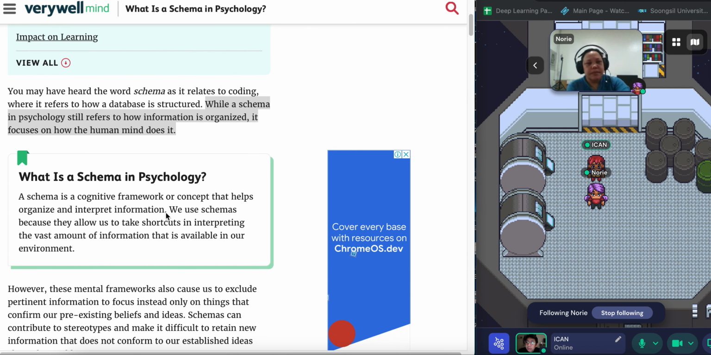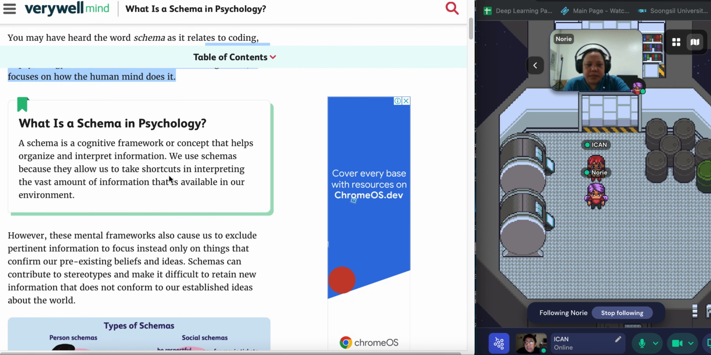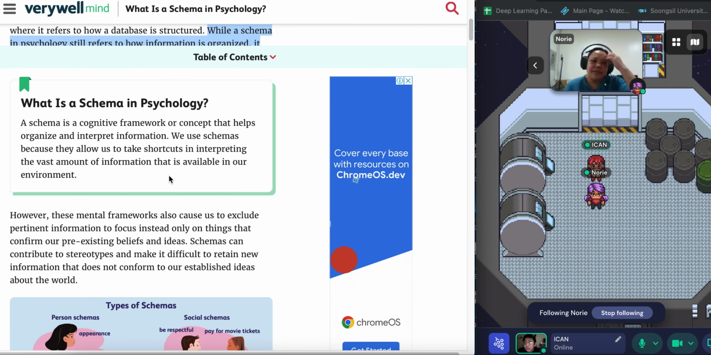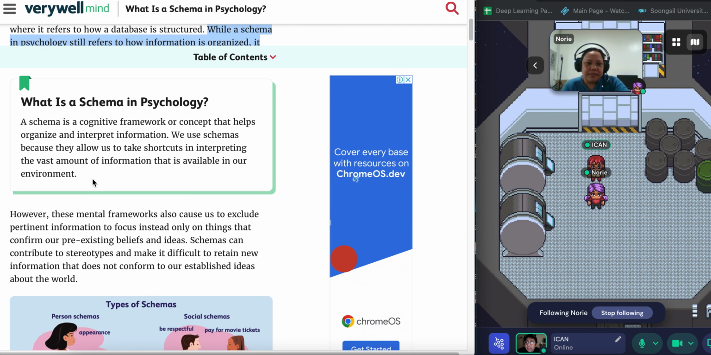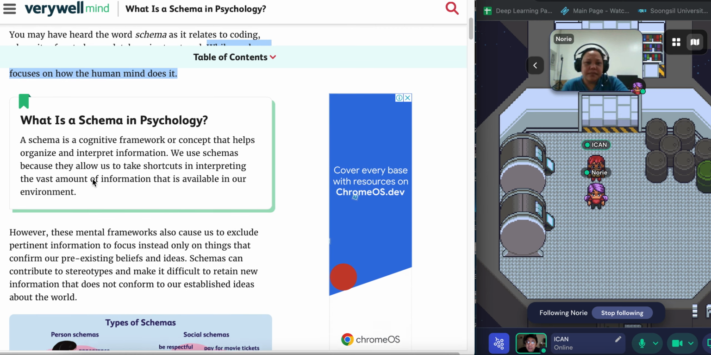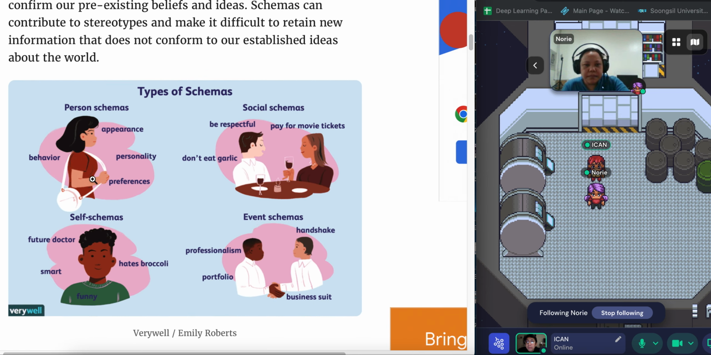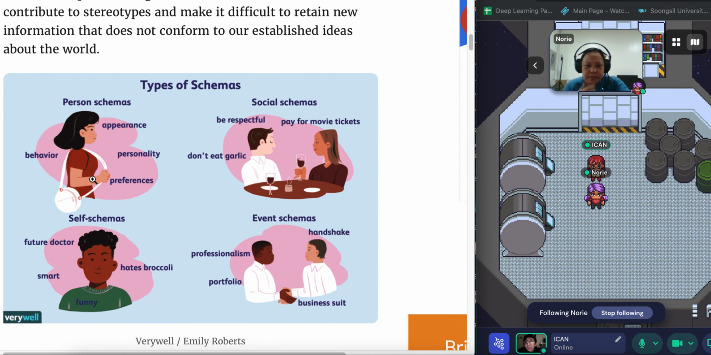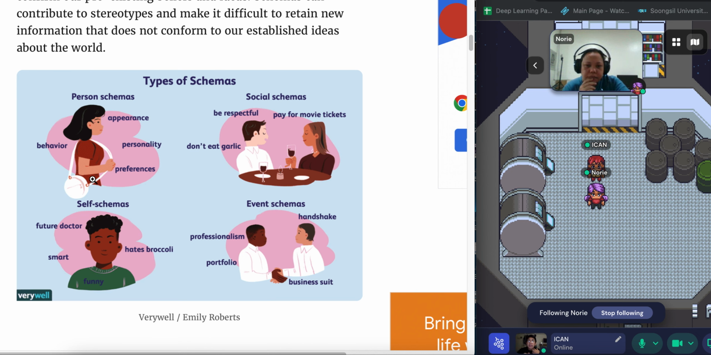So it's a cognitive framework that helps organize or interpret information, like what you said, for inferencing and predicting. So we use schemas because they allow us to take shortcuts in interpreting the vast amount of information that is available in an environment. So schema can be seen in so many ways, in so many aspects of our lives.